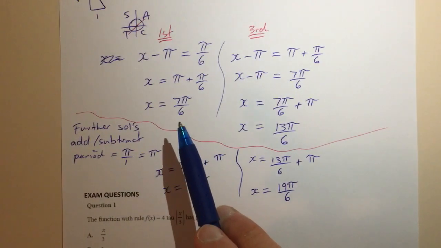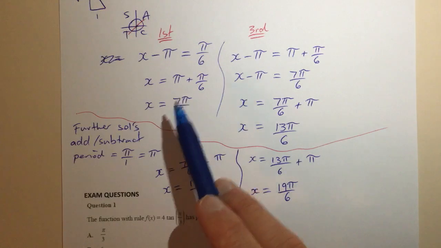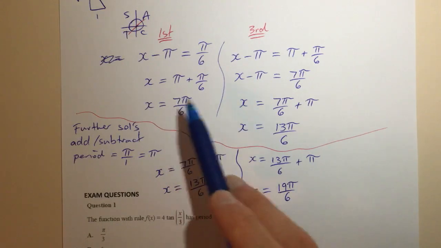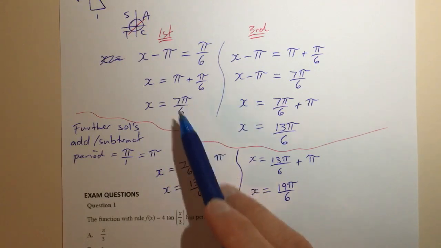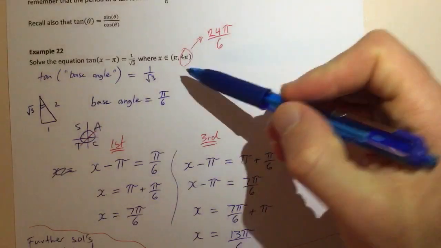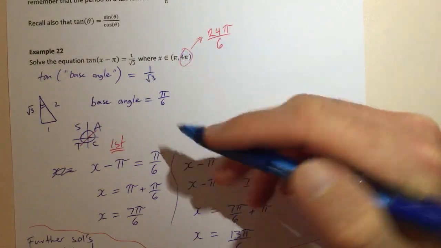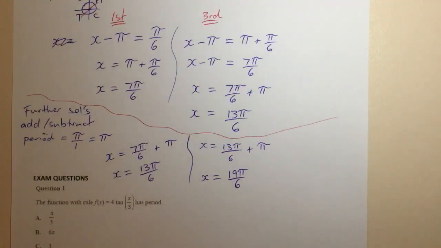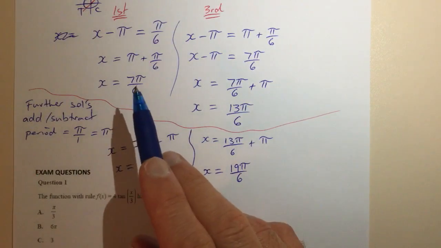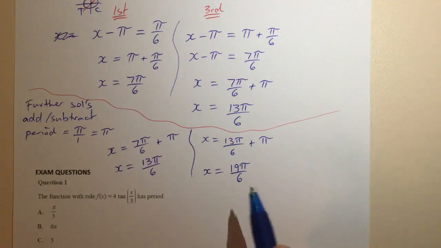Could look back and say, well, should I have subtracted the period from my lowest answer? If I took away pi here, I'd get 1 pi on 6, or just pi on 6, and that would be outside the domain as well, because remember that the domain started from pi. So my solutions are 7 pi on 6, 13 pi on 6, 19 pi on 6.